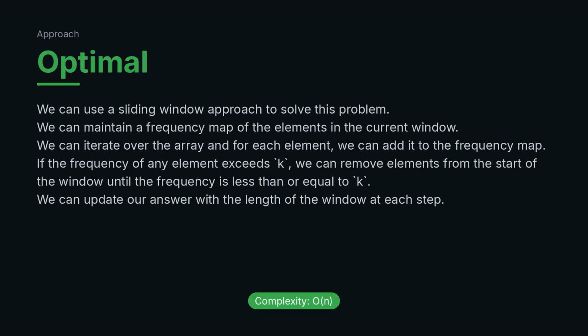We can use a sliding window approach to solve this problem. We can maintain a frequency map of the elements in the current window. We can iterate over the array, and for each element, we can add it to the frequency map. If the frequency of any element exceeds k, we can remove elements from the start of the window until the frequency is less than or equal to k. We can update our answer with the length of the window at each step. The complexity here is n.